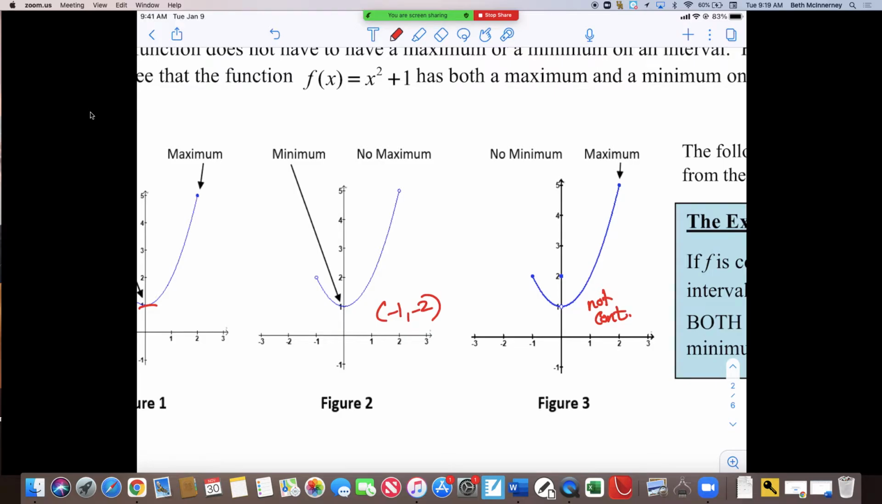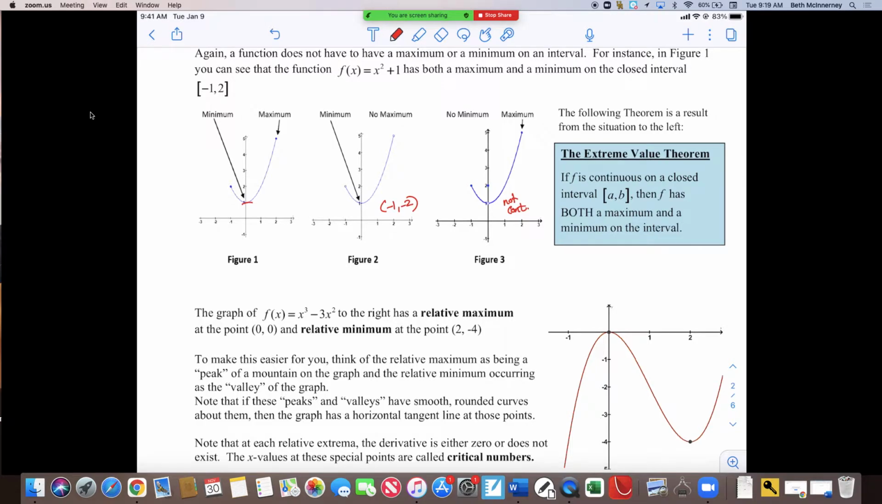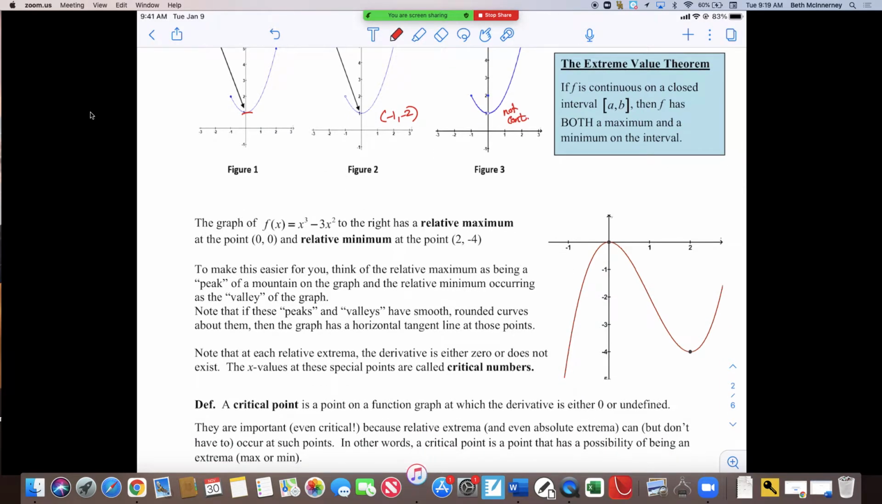You see that connection to the extreme value theorem. So the graph of f of x equals x cubed minus 3x squared to the right has a relative minimum at (2, -4), and it has a relative maximum at (0, 0). To make this easier for you, think of the relative maximum as being a peak of a mountain on the graph and the relative minimum occurring as the valley of the graph.